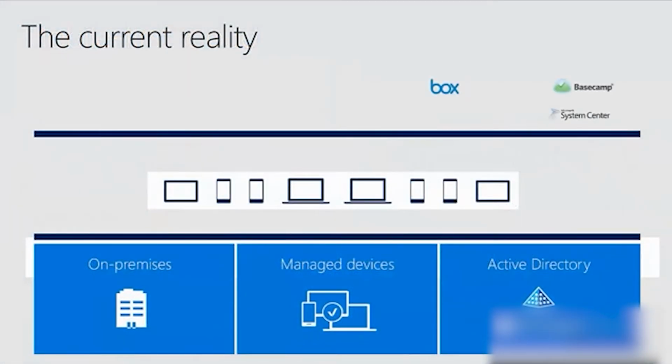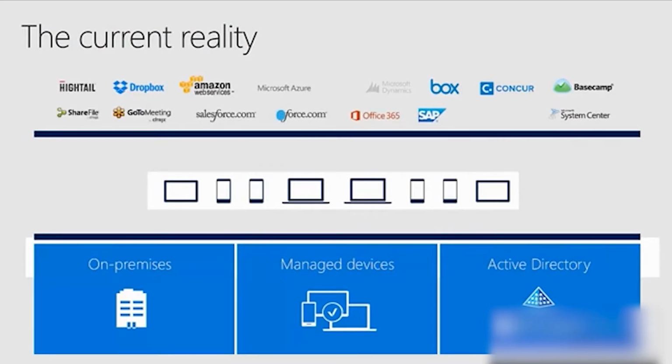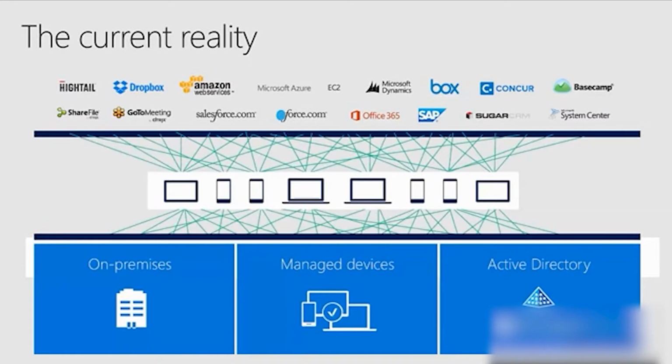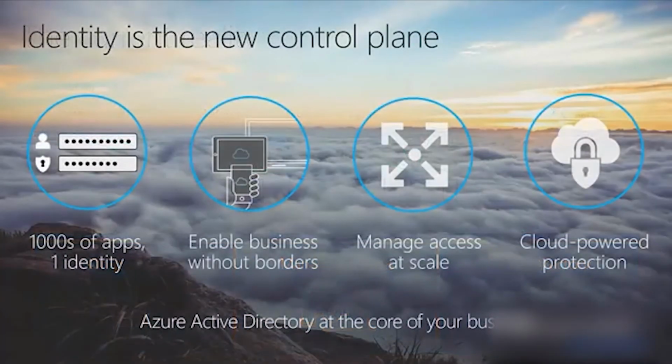So really that current reality looks a lot like this. We talked about all those SaaS applications out there that integrate nicely or enable users to be able to use some great applications and make things more efficient for them. But at the same time, we've got all of our mobile devices, our tablets, our phones, our laptops. Plus, we have to manage our on-premises environment, any of those managed devices that we can manage, and our internal Active Directory systems, right? So what's happening is that identity has become the new control plane.